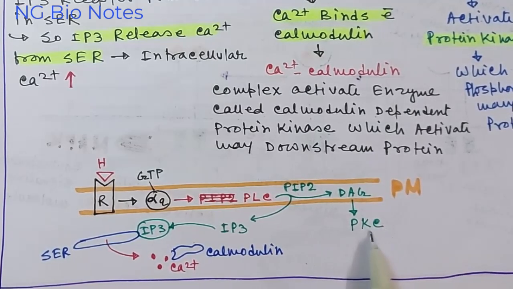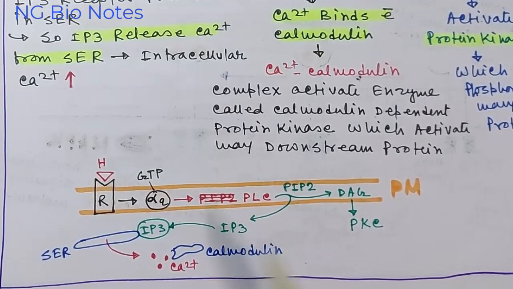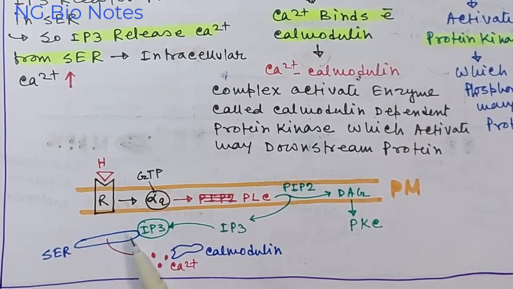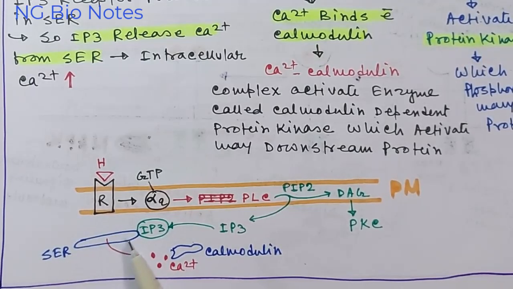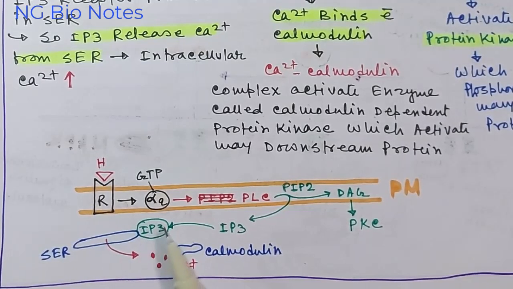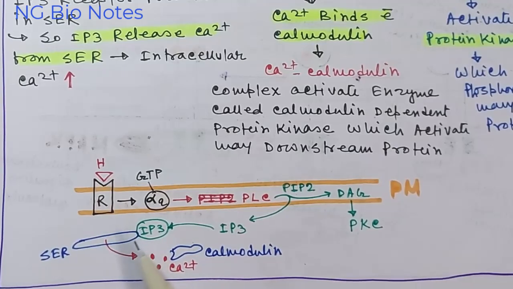Protein kinases are those proteins which phosphorylate another type of protein. So kinase means phosphorylation, right? Now this IP3 which is generated after splitting of PIP2 will bind with the smooth endoplasmic reticulum, and you know smooth endoplasmic reticulum is a calcium storage organelle. So in the membrane of smooth endoplasmic reticulum, the IP3 receptor is present, and after binding of this IP3 to the IP3 receptor of smooth endoplasmic reticulum, calcium will be released, and this calcium binds with calmodulin.